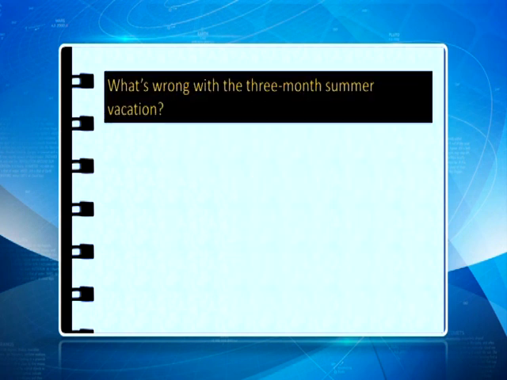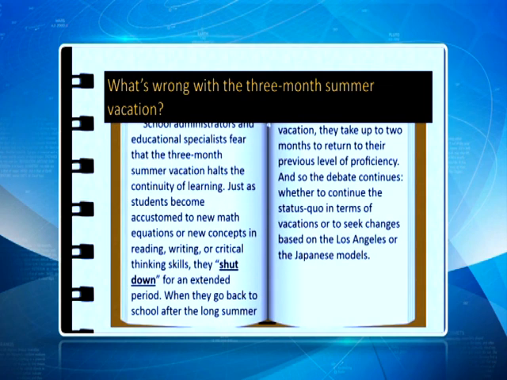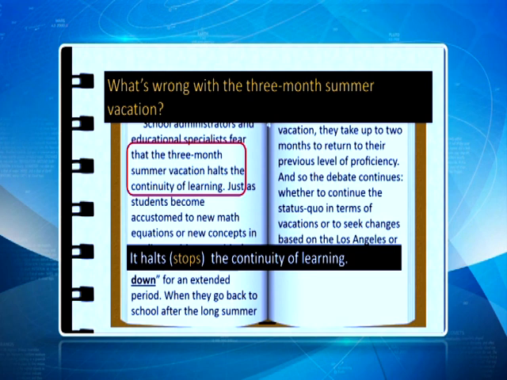Now, another one. What's wrong with the 3-month summer vacation? As usual, we go to the text and find that the 3-month summer vacation halts the continuity of learning. That is, they stop learning. So, you write this in your answer. It halts or stops the continuity of learning.